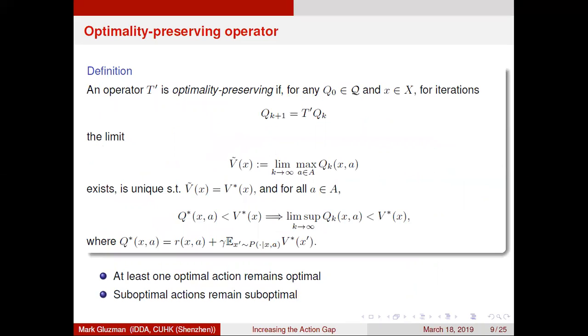And we know that this Q tilde, if action A is suboptimal, it will be less than the optimal value. If A is optimal, then it's equal to V star. If A is optimal, yes, it should be equal. At least one optimal action will be equal to this one.